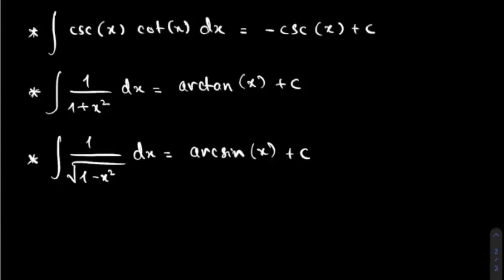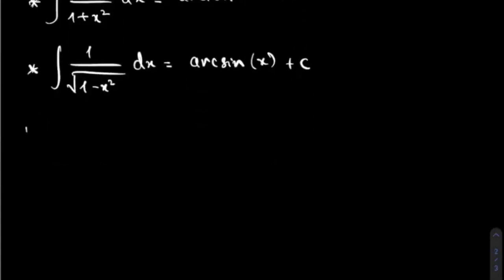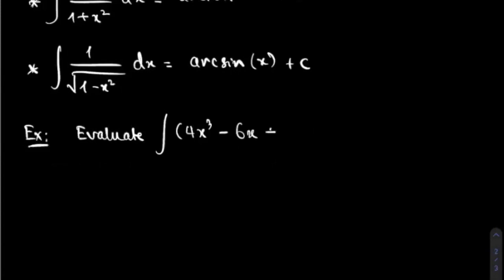So these are the formulas you saw for the most general antiderivative, but now we switch the notation a little bit and use the indefinite integral. The result is supposed to be the same. So let's apply these formulas to some examples. The first example is to evaluate the indefinite integral of 4x cubed minus 6x plus 3 over x squared plus 1 dx.